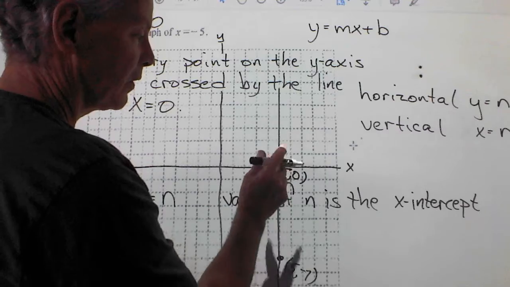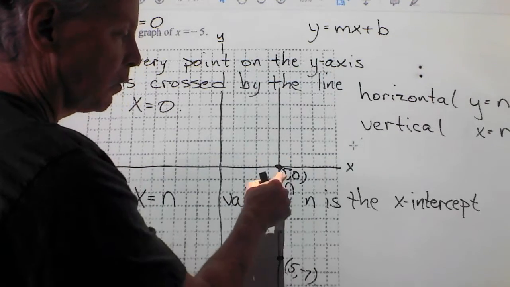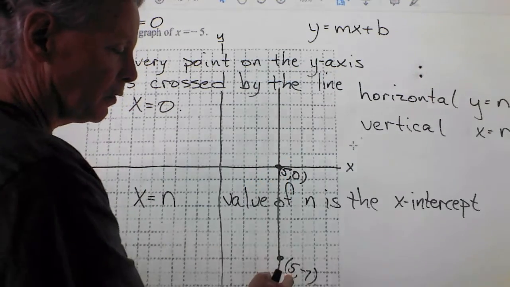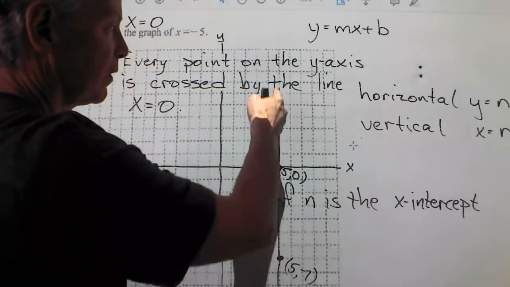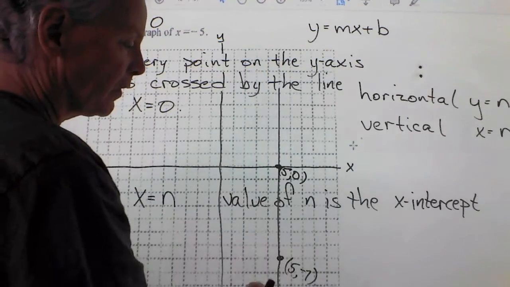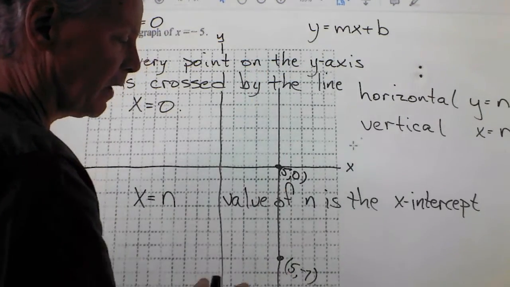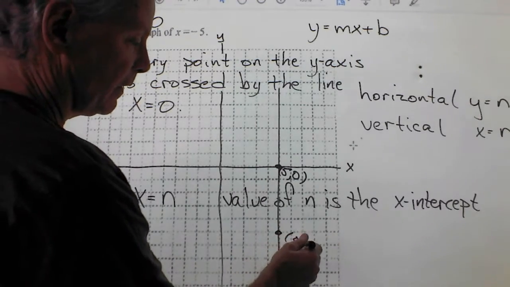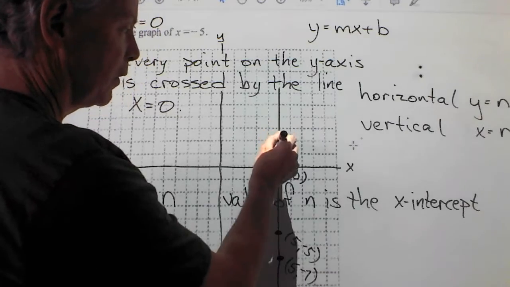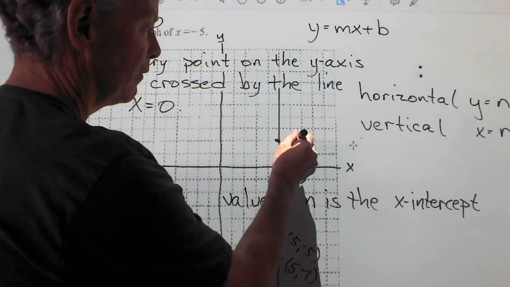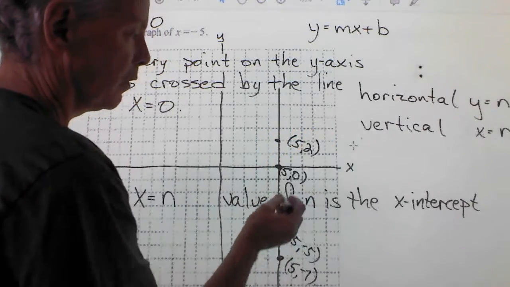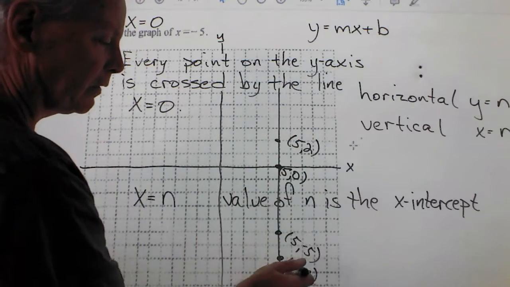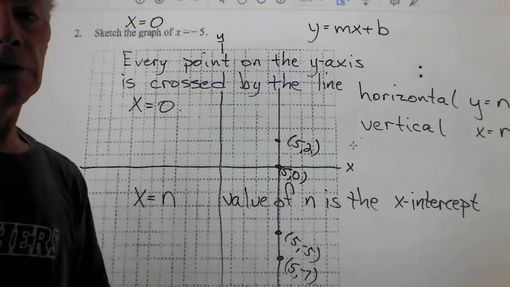So the coordinates of the x-intercept will have the same x value as every other point on this line. All points on this line will have an x-coordinate of 5, right? If we have a point here, that will be at 5 and negative 5. If we have a point up here, that will be at 5 and 2. Notice every single point has an x-coordinate of 5, okay?